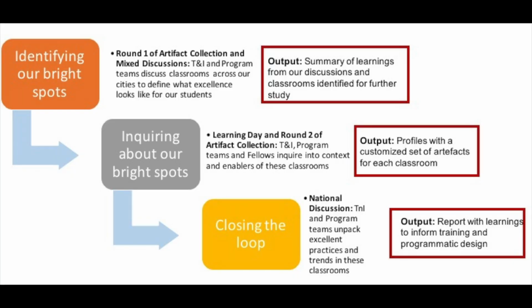So our first phase is about identifying our bright spots. This is the time when we want all of you to send us artifacts and to send us information that will give us visibility into what are the outcomes in your classrooms and what are things you're doing to enable those. The second phase of our process is about inquiring about our bright spots. So once we've identified which are the classrooms that are having transformational outcomes, we want to really be able to go deeper and study those classrooms to identify what's different about them, what's unique about them, what is this teacher doing, what is the ecosystem doing.